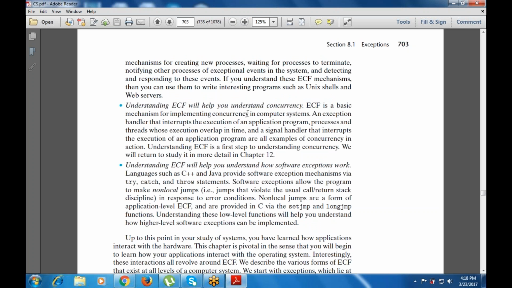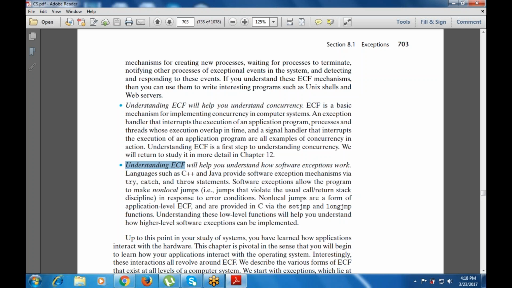And whenever we are using an exception, it interrupts the execution of the application program, through mechanisms such as processes and threads. Now, what is a thread? That is a lightweight process whose execution overlaps in time, and a signal handler that interrupts the execution of an application program. These are examples of concurrency in action.